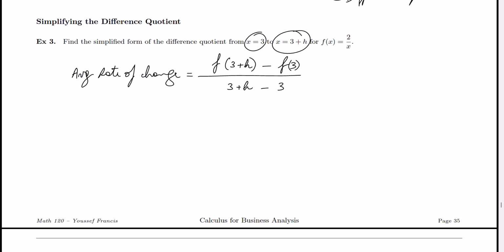And you know what? Since I can see already that the 3's are going to cancel out, let's just not write them down at all. Let's just put h on the denominator instead of 3 plus h minus 3. And so when it's written in this form, I don't necessarily have to call it average rate of change anymore. I can call it now difference quotient.